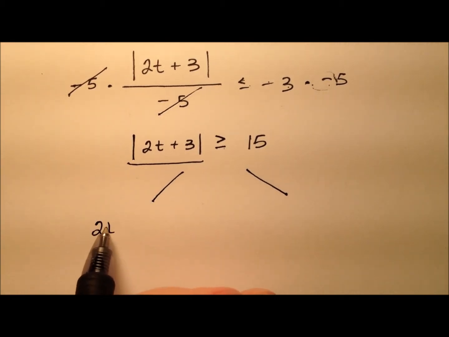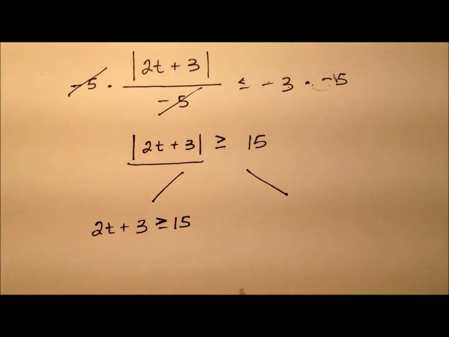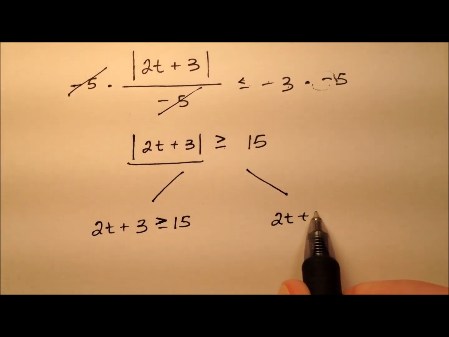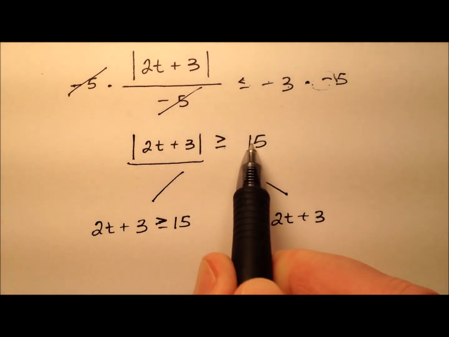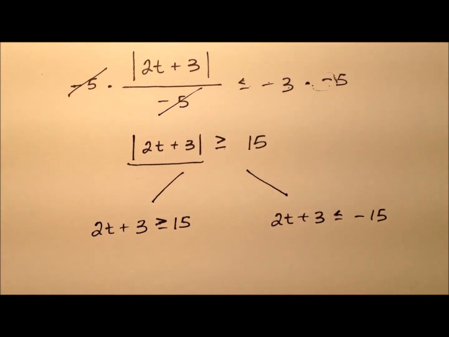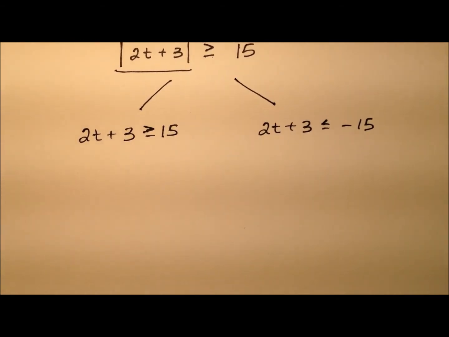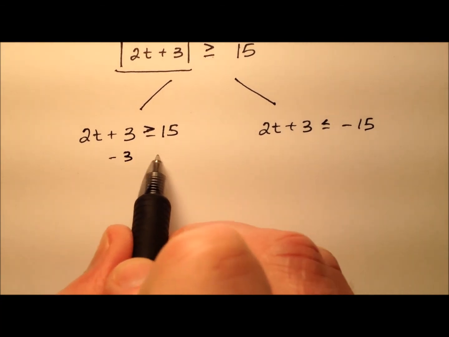I can say 2t plus 3 is greater than or equal to 15. And also 2t plus 3, and when I do the negative side, I have to flip the sign of the inequality, so less than or equal to -15. Now I'm going to solve each of these inequalities independently of one another.